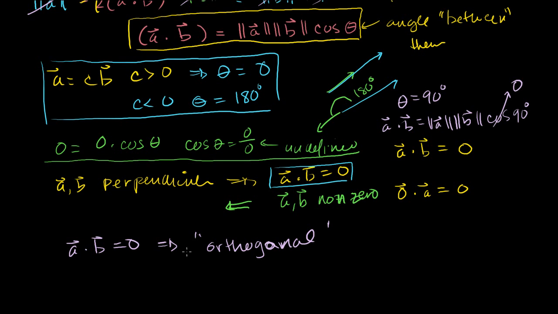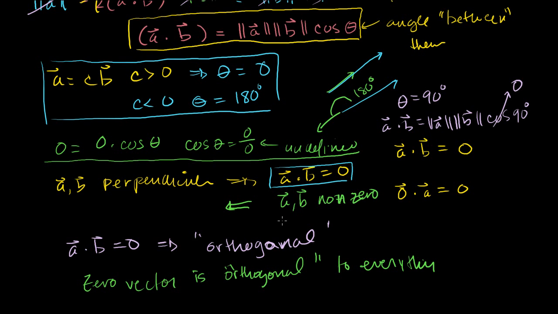But this is kind of a neat idea. This tells us that all perpendicular vectors are orthogonal. And it also tells us that the 0 vector is orthogonal to everything else, even to itself. The 0 vector dotted with the 0 vector, you still get 0. So by definition, it's orthogonal.